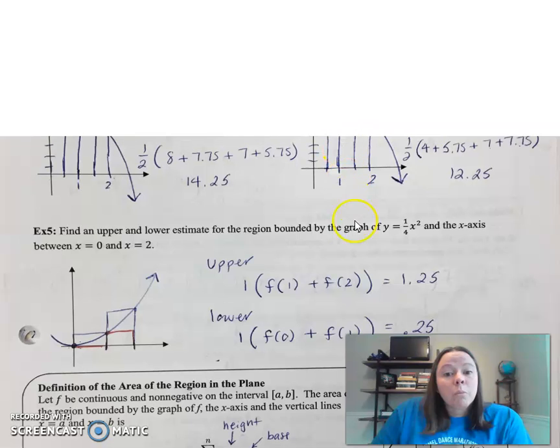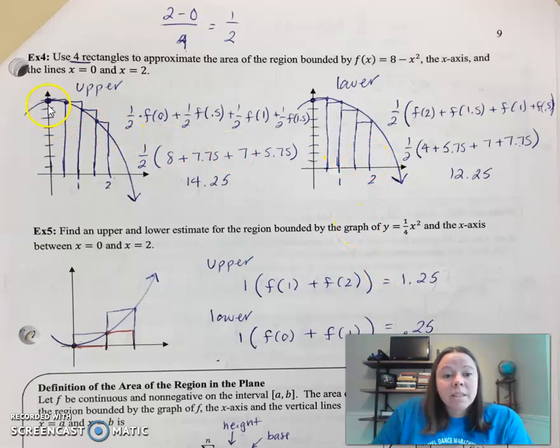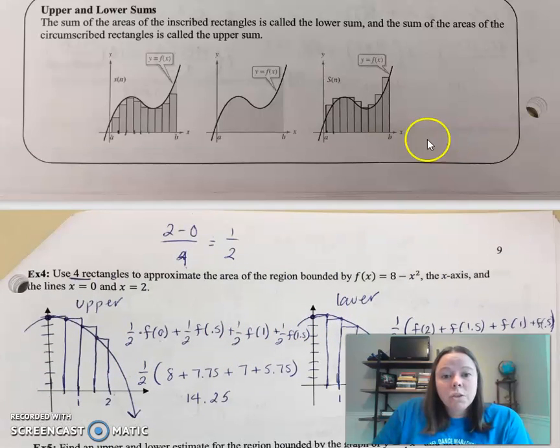Now, with both of these, it was consistent. The upper was always the left side of the rectangle, the lower always with the right. But if your function changes from increasing to decreasing, that's going to change. So notice when it's increasing, your lower estimate's the left, but as soon as it starts to decrease, now the lower is going to be the right side of the rectangle. So you have to be a little bit careful. When it says upper or lower, you'll have to be very vigilant about if the function's increasing or decreasing.